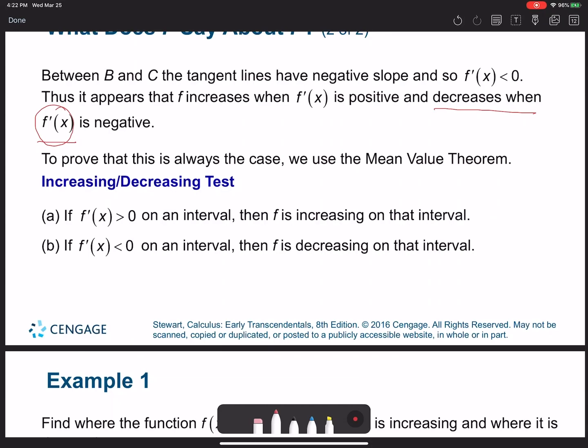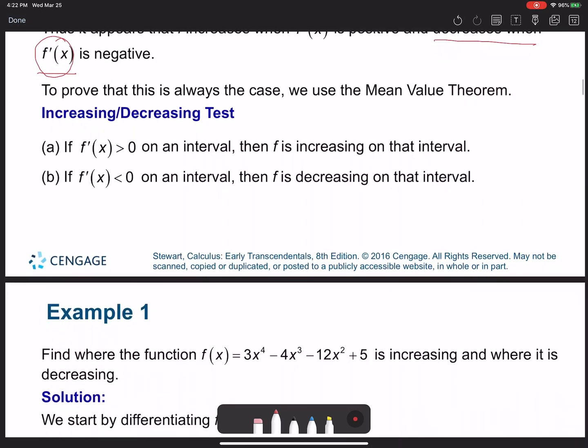In order to prove this is always the case, we use the mean value theorem. I'm not going to focus on proofs for the most part in my videos. Occasionally I might make some comments on them, but I don't want to get too tied up in proving. I want to focus my attention on helping you make connections between the conceptual ideas about what's going on here and the actual mechanical processes and the algebra of solving some of these problems.